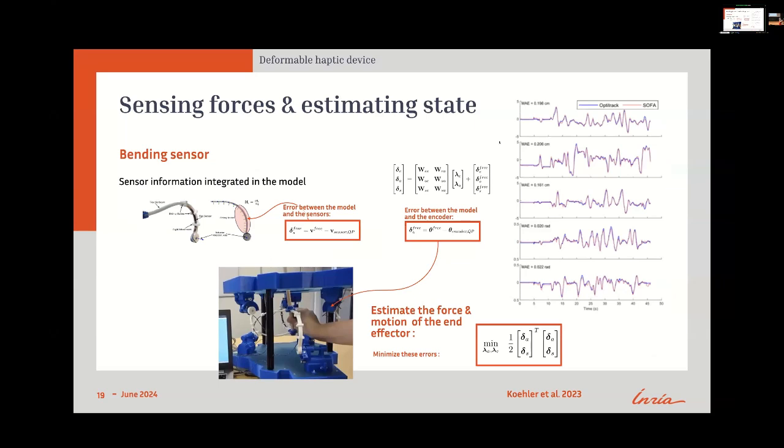When we did a measurement, maybe I can explain a little bit. In fact, we create some constraints to limit the error between the model and the sensor position, so the curvature. We also try to minimize the error between the model and the encoder. So we minimize and we obtain a quadratic programming problem. And thanks to that, we can estimate the force and the motion of the end effector.